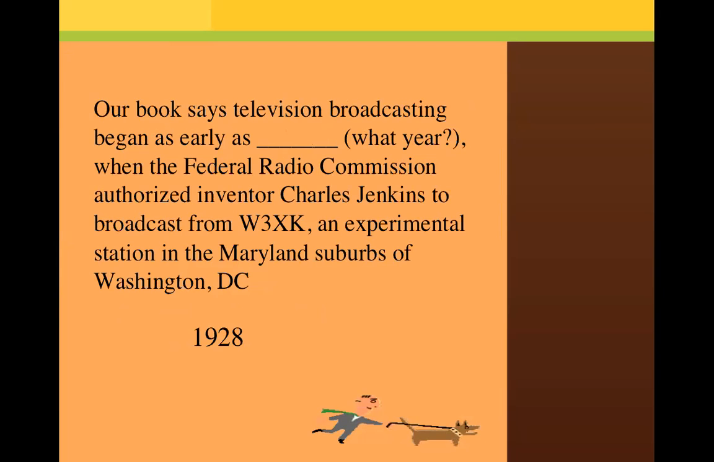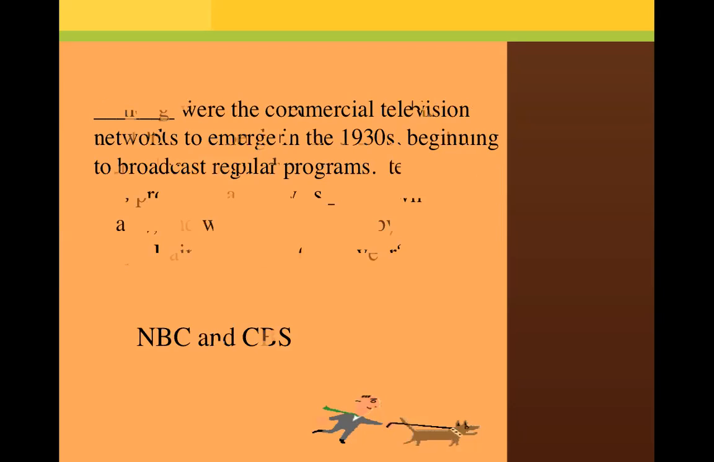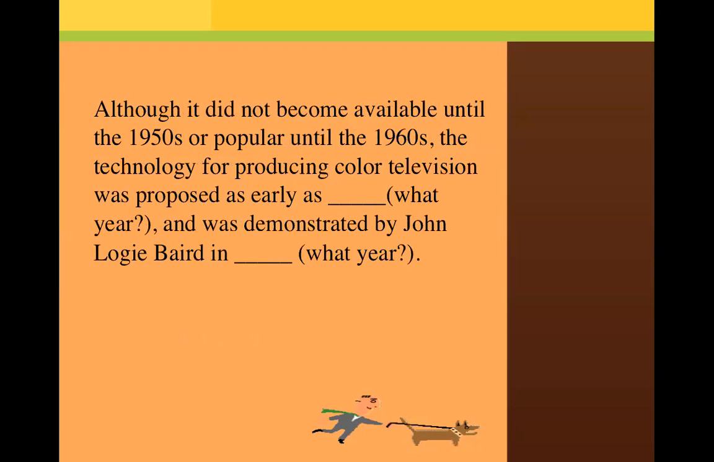That happened in 1928. What were the commercial television networks that emerged in the 1930s and began to broadcast regular programs? Well, they were two of the ones that had radio services, and that was NBC and CBS, that offered some regular commercial television services beginning in the 1930s. Although it didn't become available until the 1950s or popular until the 1960s, the technology for producing color television was proposed as early as what year?